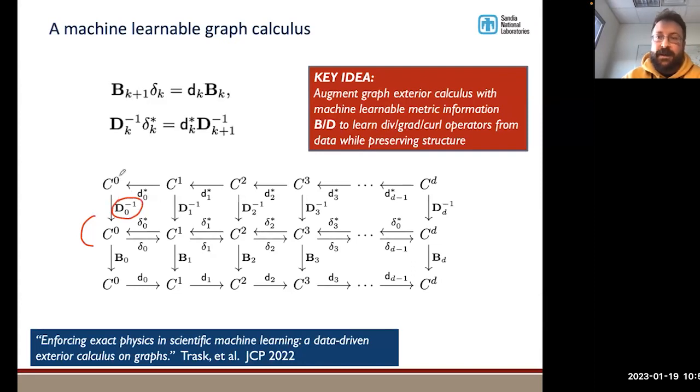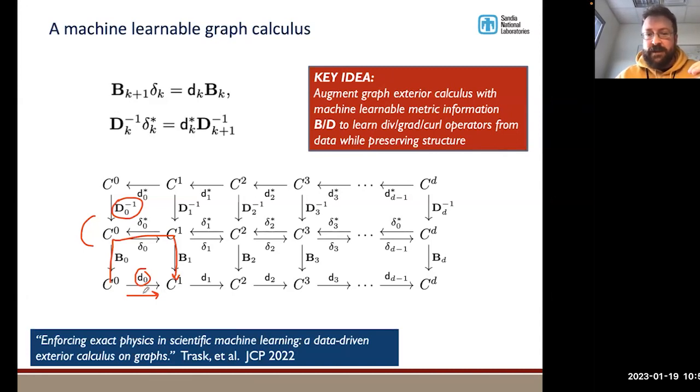So now if we want to take a machine learned gradient, which we'll call D0 here, right? So if we're looking at this guy, the way we do that is we apply our learnable operator, apply the graph gradient, and then come back. So this is what people would call a commuting diagram. This is something where you can follow any paths along here, and it will preserve this exact sequence property.